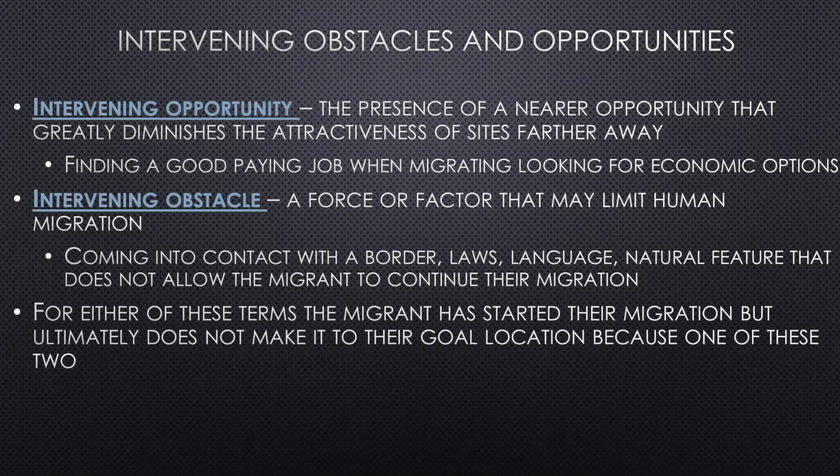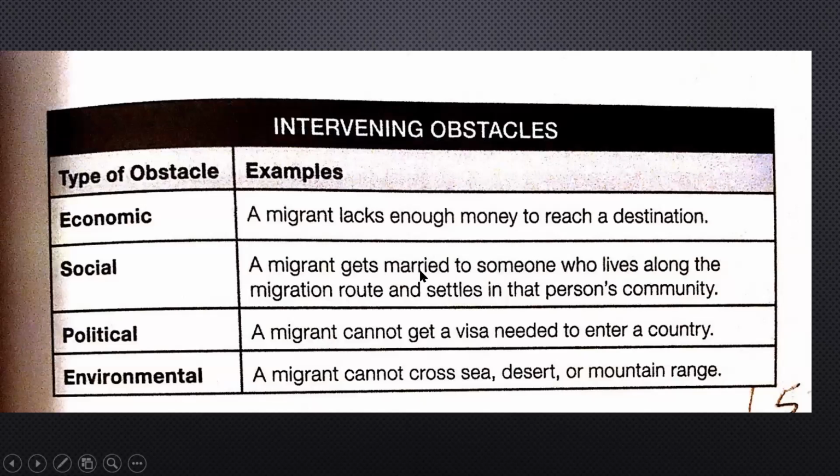So for either of these terms, the migrant has started their migration but ultimately doesn't make it to their goal location because of one of these two. You can see some examples, looking at different factors like economic, social, political, environmental. If we're thinking of economic intervening obstacles, a migrant might lack money to reach a destination. Socially, a migrant gets married to someone who lives along the migration route and settles in that person's community. Politically, maybe they can't get a visa. Environmental, they can't cross a sea, desert, or mountain range.